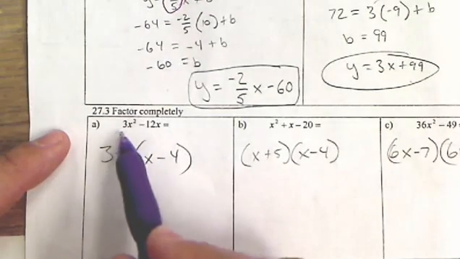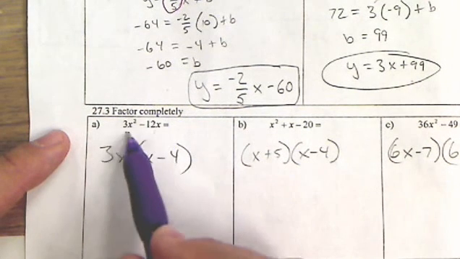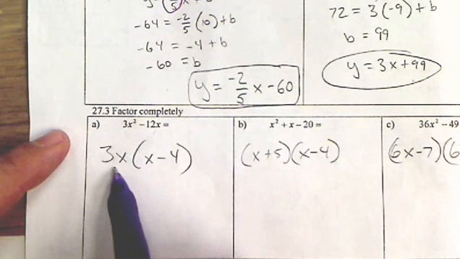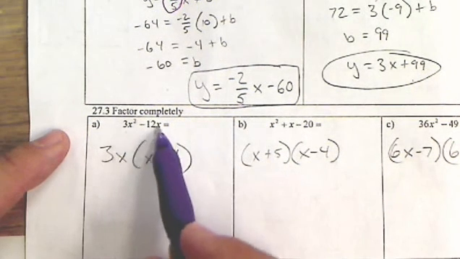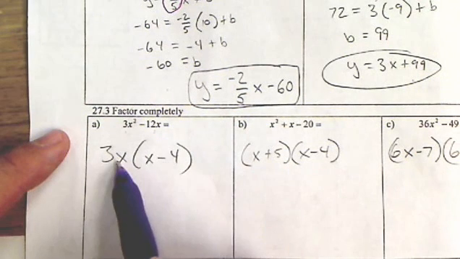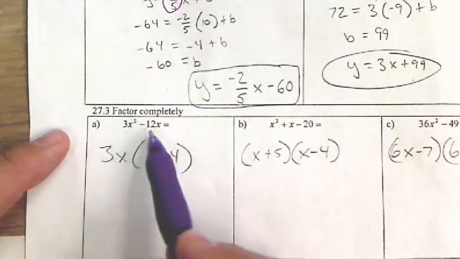Always look for a common factor first when you're factoring. So common factor in each one of these is 3x. So 3x times x is 3x squared. 12x divided by 3x is 4. So you can divide them or just look at, hey, what multiplies together to be that guy?